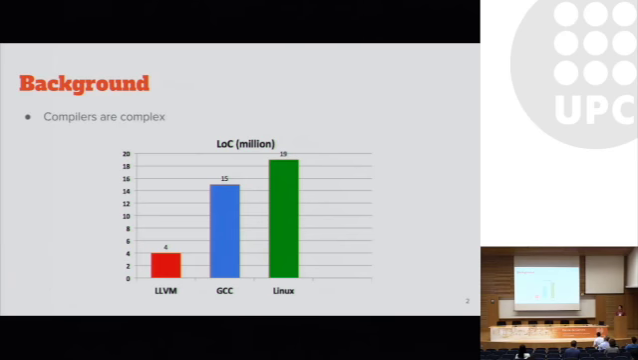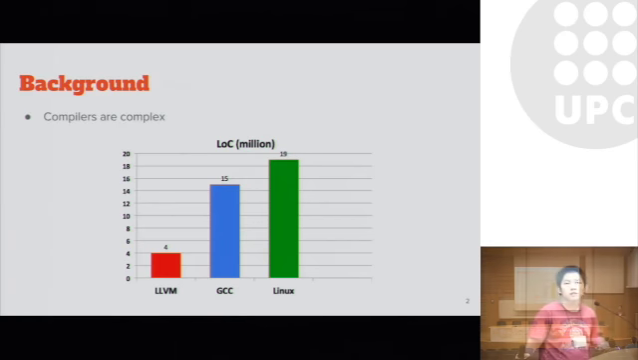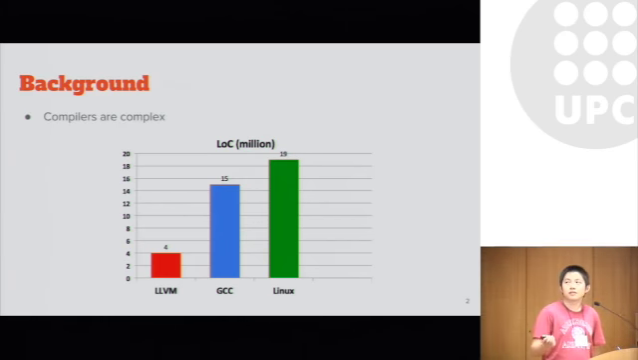So compilers are very important and they are also very complex. According to this data from the year 2015, we can see that the code base of GCC is almost as large as the code base of the Linux kernel. And in terms of LLVM's code base, we can see that it involves more than 4 million lines of C++ code. So they are very complex.